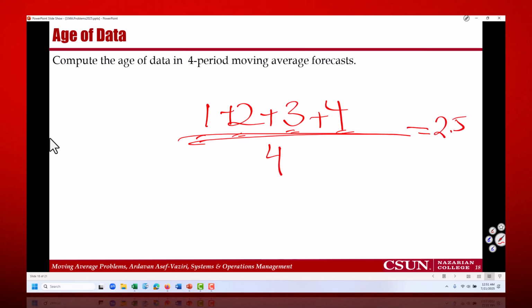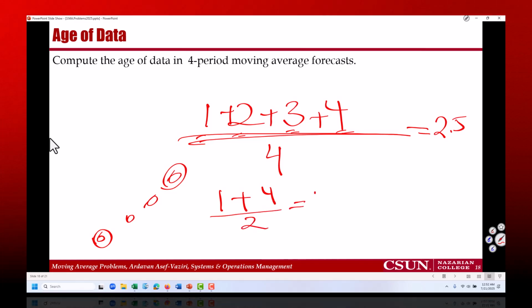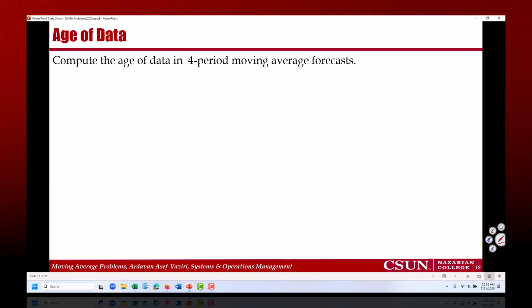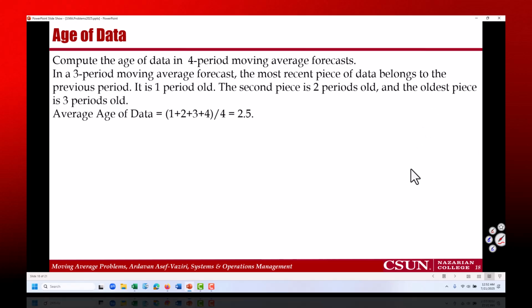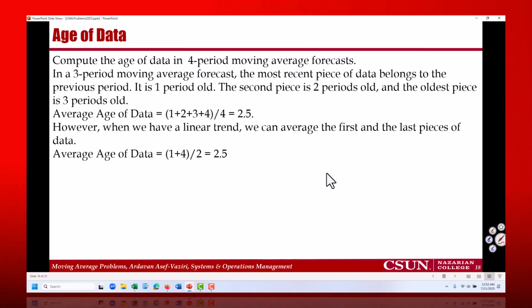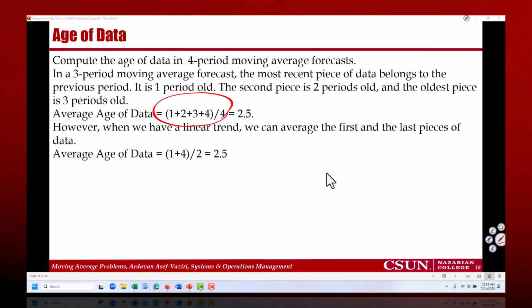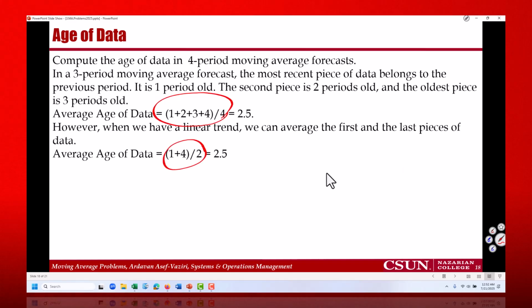2.5. But when we have a pattern like this, 1, 2, 3, 4, then we can just take the first one and last one, divide by 2, and get the average. So here I can say 1 plus 4 divided by 2 gives me the same 2.5. We can do this, or we can do this. But of course, this one is easier.